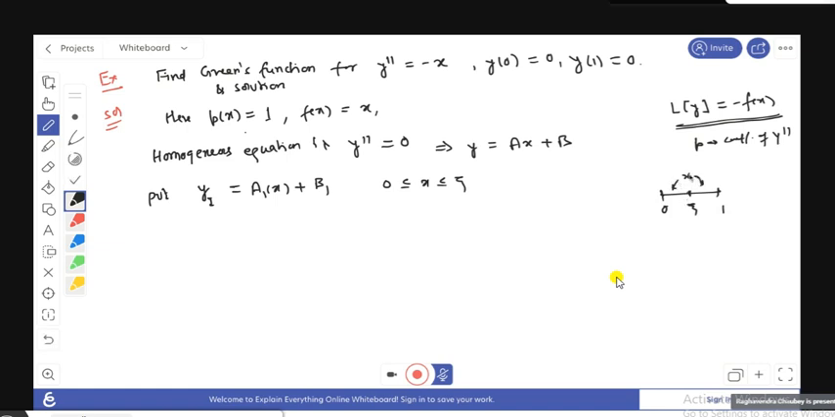Okay, so either x is less than xi or x is greater than or equal to xi, because x and xi both belong to the interval 0 to 1. So if this is the solution when x is less than xi, and suppose the second is a2x plus some arbitrary constant b2, this is the solution when x belongs to that interval, meaning xi is less than or equal to x, less than or equal to 1. Okay, so now we can find the solution.